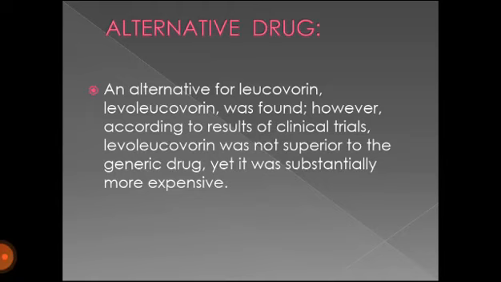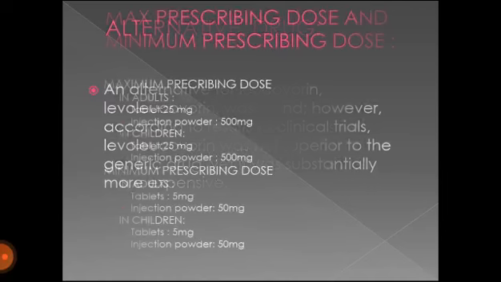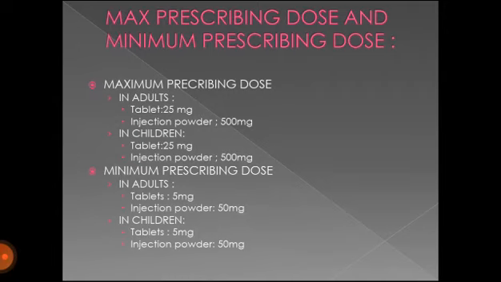Alternative drug. An alternative to leucovorin, or folinic acid, is levoleucovorin, but it was found from clinical trials that it is not superior to the generic drug, and in fact it is more expensive. The maximum and minimum prescribing doses of folinic acid are as follows.